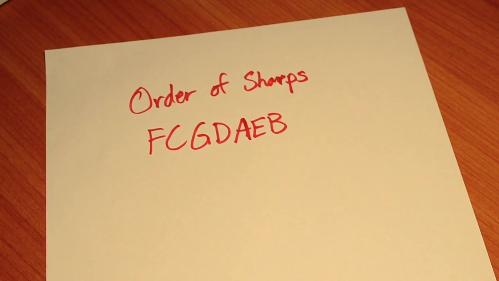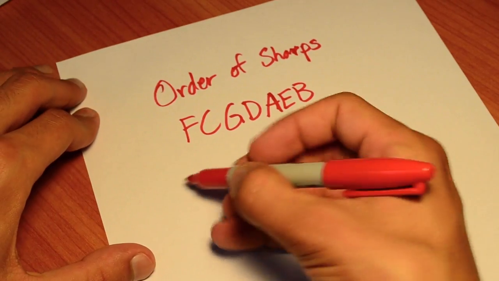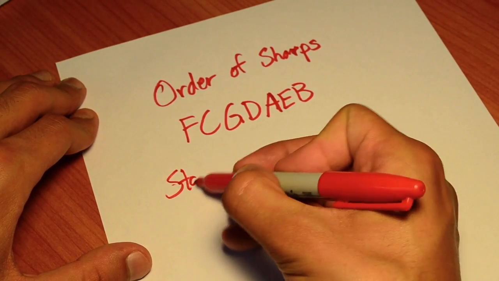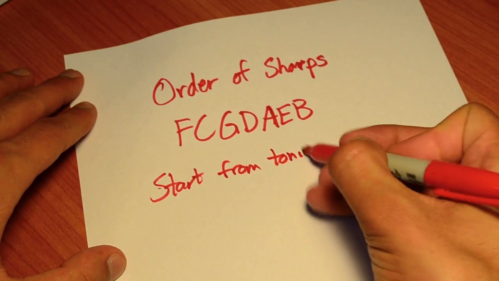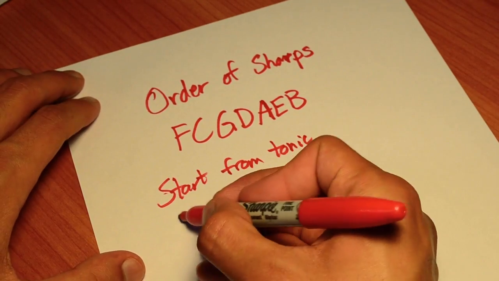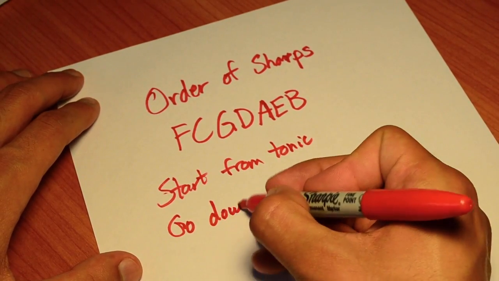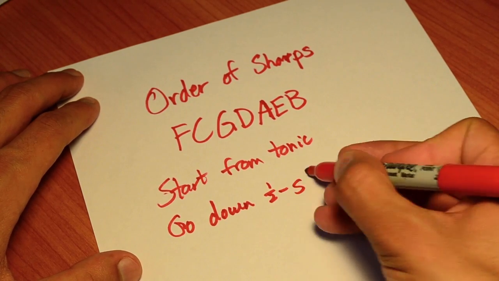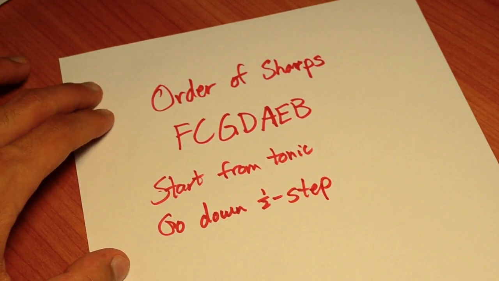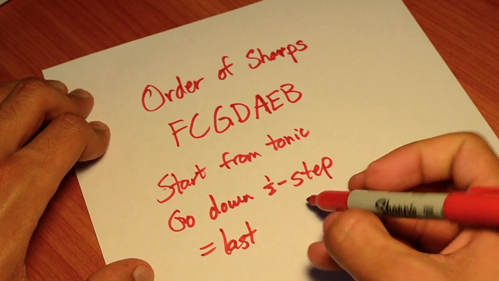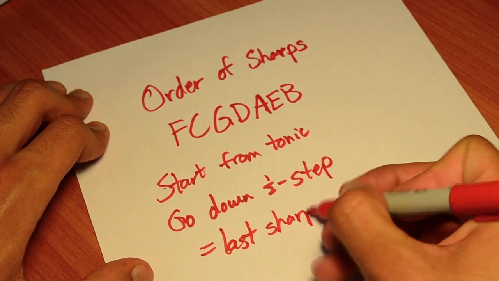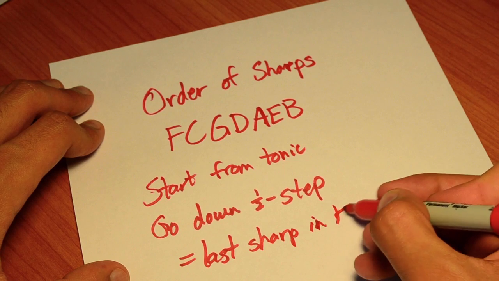But for actually using this, there's a rule that we apply to find out what sharps are in a key. If it's a key that has sharps, what you do is you start from the tonic of the key. For a key like G major, the tonic would be G. And then you go down a half step from the tonic, and that tells you the last sharp in the key signature.